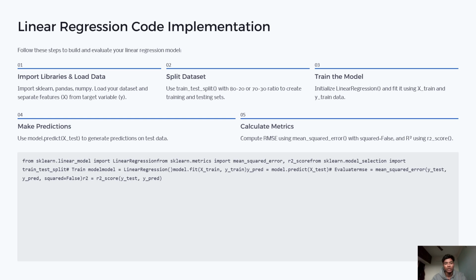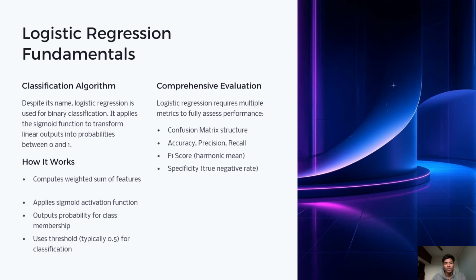Now let's talk about the logistic regression fundamentals. Logistic regression may have regression in its name, but it's used for classification. It works by taking a weighted sum of inputs, passing it through the sigmoid function, producing a probability between 0 and 1. If the probability is above 0.5, we classify it as class 1, otherwise it is class 0.